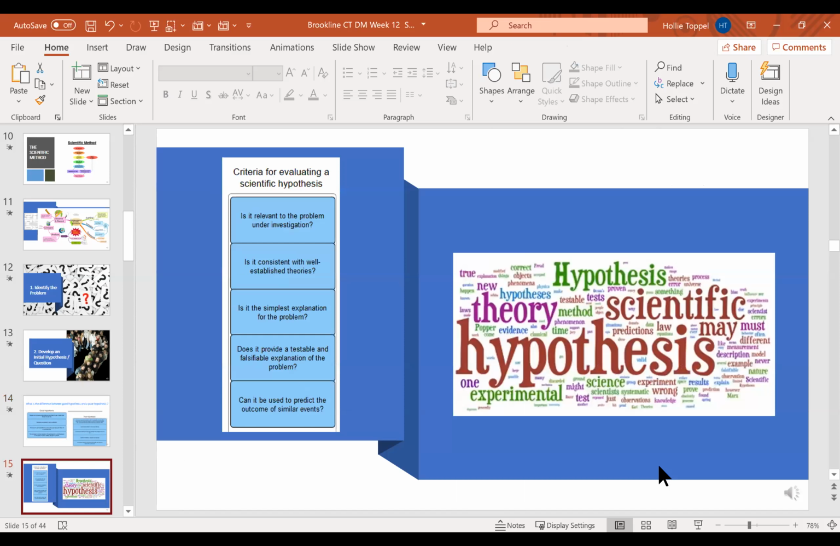All right. What is the criteria for evaluating a scientific hypothesis? Is it relevant to the problem? Is it consistent with well-established theories? Is it the simplest explanation for the problem? Does it provide a testable and falsifiable explanation for the problem? And can it be used to predict other events?